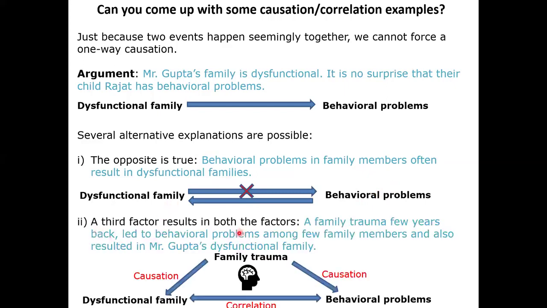Or a third factor: a family trauma a few years back led to, meaning caused, behavioral problems among a few family members, and also resulted in Mr. Gupta's dysfunctional family. So again, I think by now the pattern should be clear. We are introducing a third factor as the cause for these two factors, which means dysfunctional family and behavioral problems are now merely correlated and there is no causal relationship.